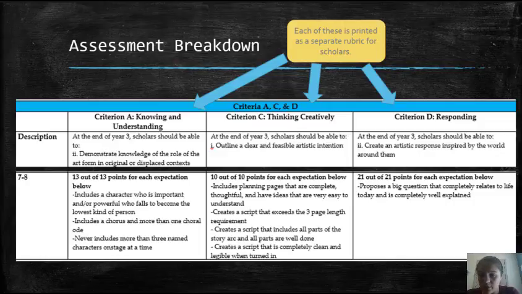And then there's just one thing in Criterion D, but it in and of itself is almost 25% of their grade, which is that their big question makes sense. It relates to daily life. It's well explained, all of that stuff in the proposal.